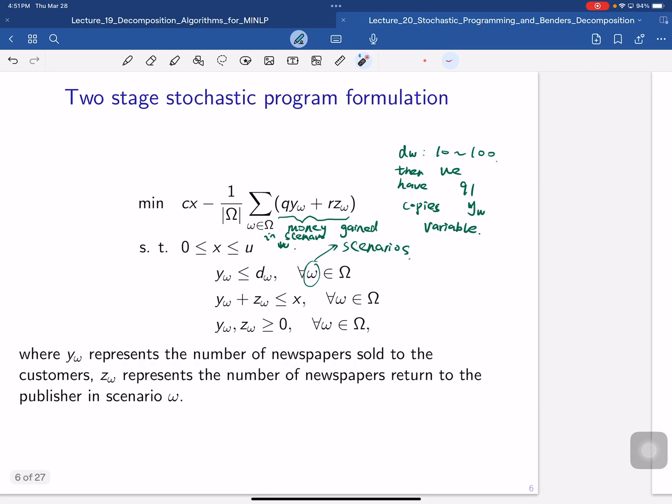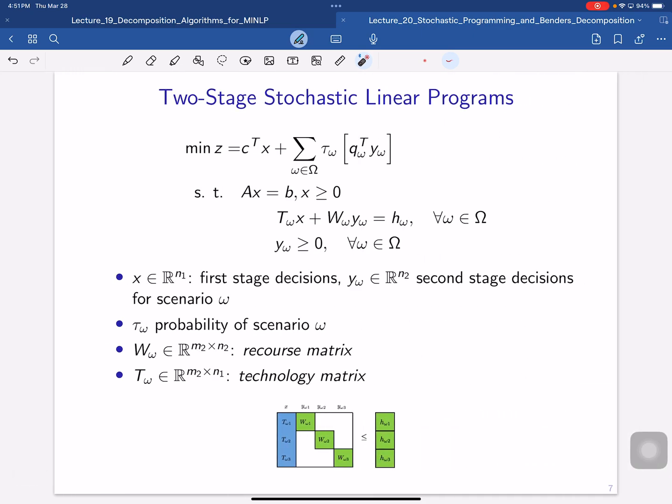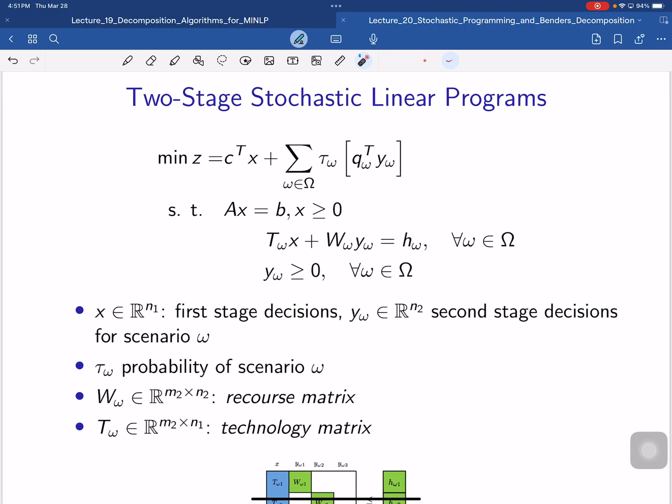Let's generalize this framework a little bit. Recall that X are the first-stage decisions. In the newsvendor problem, those are the number of newspapers you buy from the publisher. Then Y omega are the second-stage decisions for scenario omega, and tau omega is the probability of scenario omega. If you assume a uniform distribution, tau omega would be 1 over the number of scenarios. In other distributions, like normal distributions, you can use some discrete values to approximate the normal distribution. Then tau omega would not be equal to each other.